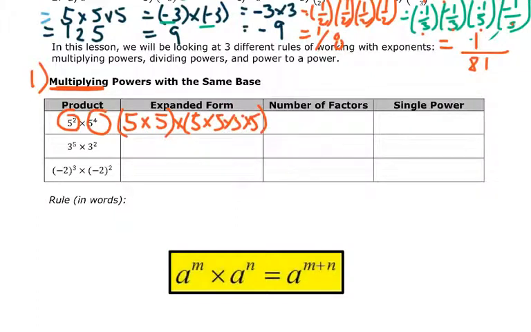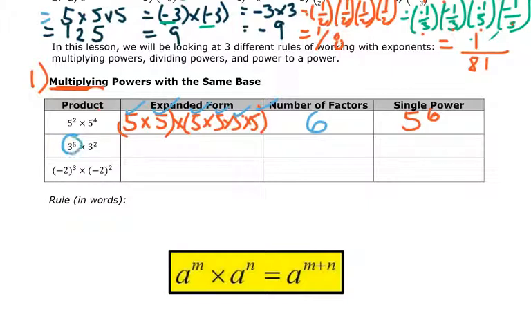So now it says number of factors. How many 5s do we have here? Well, we had 2 from here and 4 from here. So if we count them all up, we've got 1, 2, 3, 4, 5, 6 5s. So I'm going to put a 6 here. So if we were to write this all as a single power, it would be 5 6 times. So 5 to the power of 6. Let's do the next one.